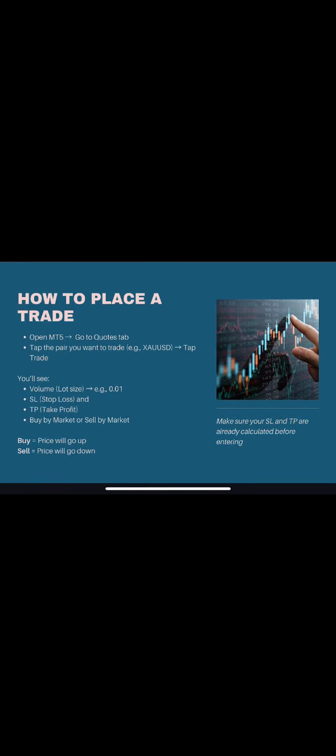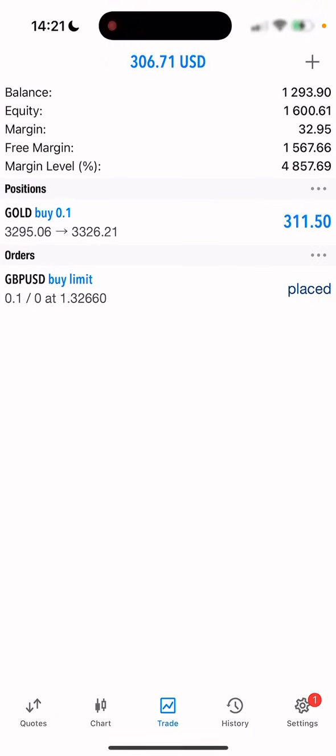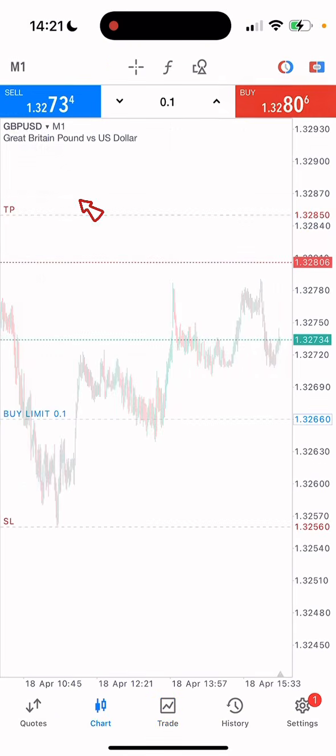Remember, if you're buying, price is going up. If you're selling, price is going down. Let me say that again. If you're buying, price is going up. If you're selling, price is going down. Now, before you enter any trade, make sure you calculate your SL and your TP. Understood? Let's look at that one more time, because I know some of you will come and say, Didi, I didn't understand. So let's go.